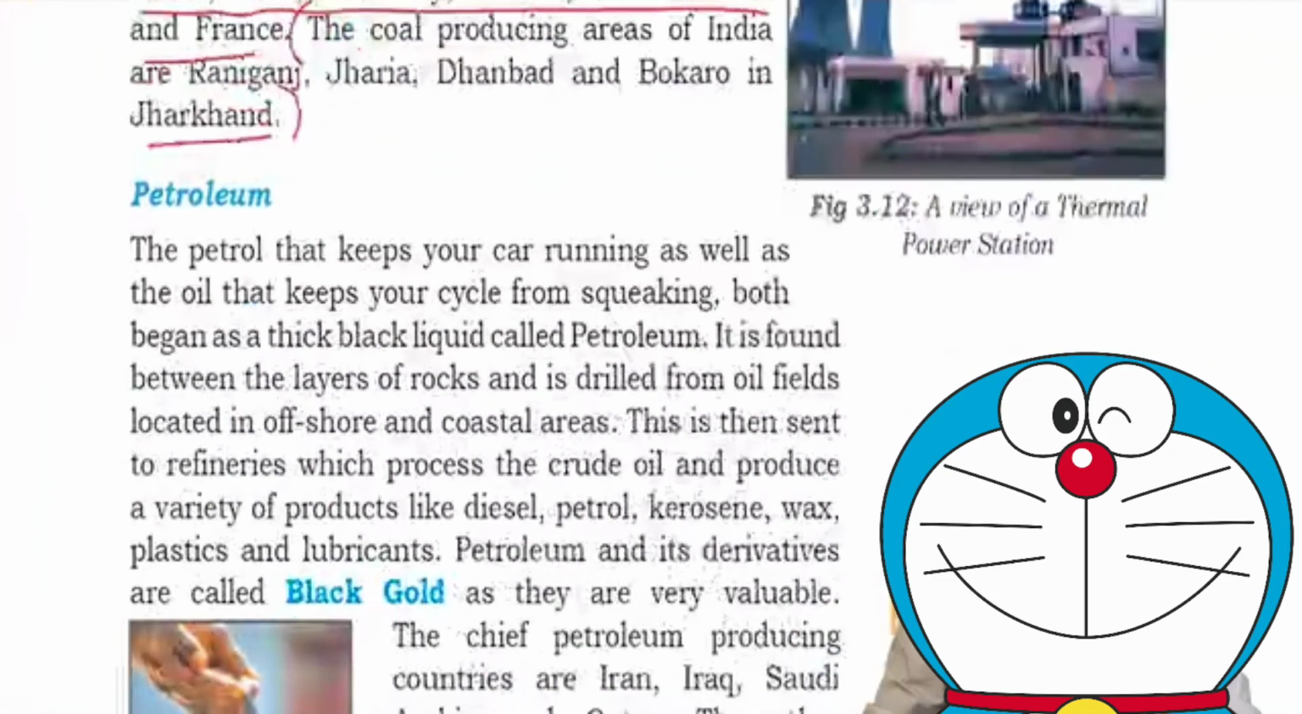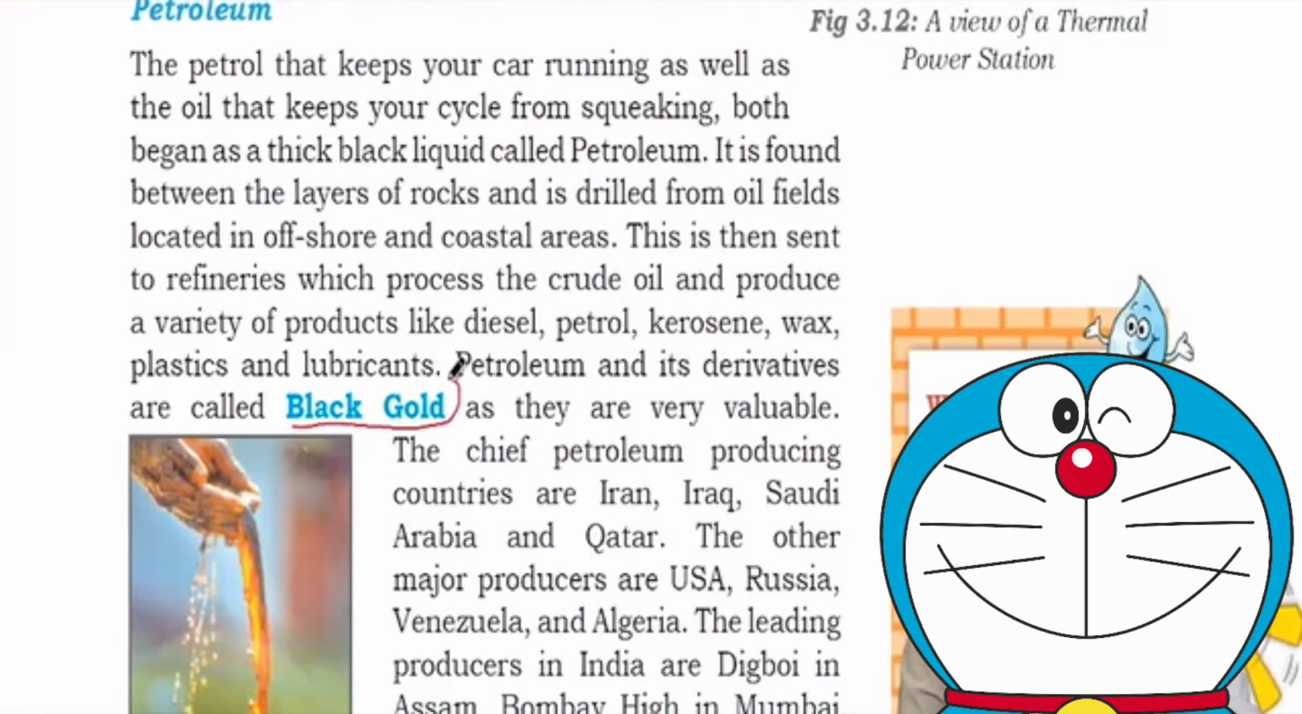Then you have petroleum. It is called black gold. Along with petroleum, you also get diesel, kerosene, wax, plastics and lubricants. India imports raw petrol and exports these products. So in our exports, if we see, what we export more is petroleum products, and what we import more is also petroleum products. The reason is raw petrol is imported and finished products are exported.